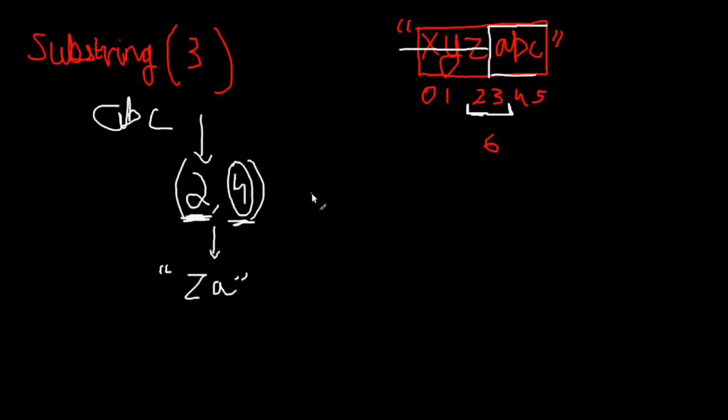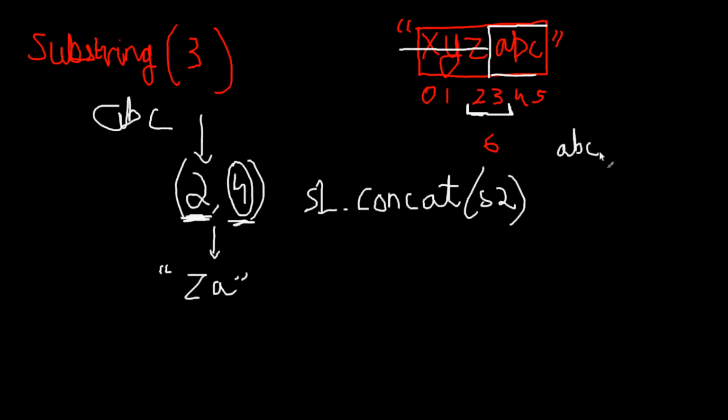There's concat. It's concatenate. You might have come across it before. It just means to add two strings. So if you do S1, where S1 is the first string, dot concat in brackets S2, and say your S1 is ABC and S2 is XYZ, this function is going to give you ABCXYZ. It'll be merged into one string.